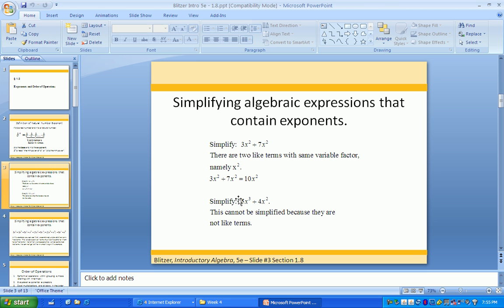So here we have one: 5x to the 3rd, or 5x cubed, plus 4x squared. Remember, the rule is we have to have the same variable as well as the same power. Here we have x to the 3rd power, and here we have x to the 2nd power. Since the powers don't match, we cannot simplify this any further, so our final answer is just 5x to the 3rd plus 4x squared.